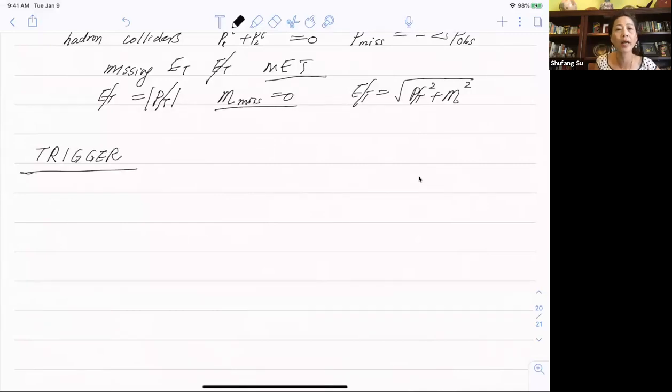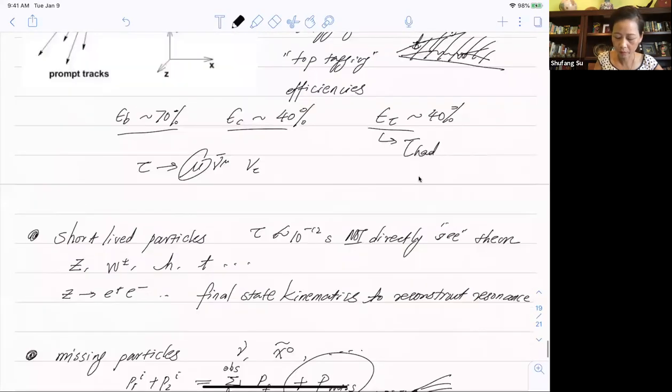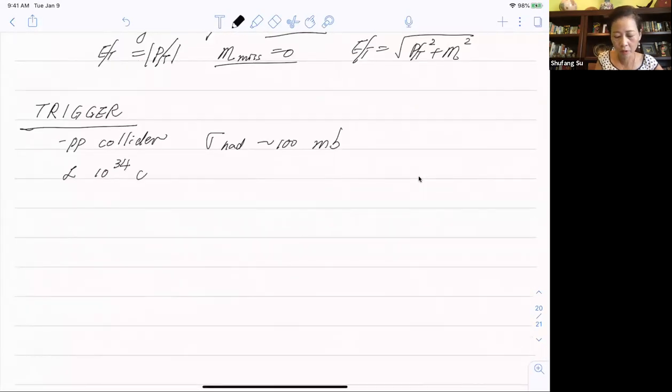Now we know detector-wise how we see those guys, and the trigger is never an issue at lepton colliders because, as we said, the typical event rate is about 0.1 events per second, so your detector has more than enough time to react to events and record them. But not for the pp colliders. Yesterday at the end, we said that for pp colliders the typical hadronic cross section is about 100 millibarns. So for a luminosity of 10 to the 34 cm^-2 s^-1, translated into event rate, it's about 1 gigahertz: in 1 second, 10 to the 9 events, 1 billion events.